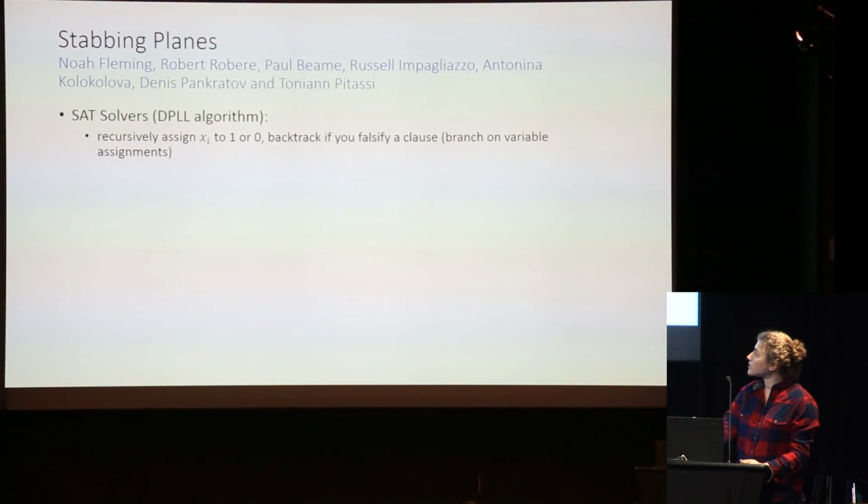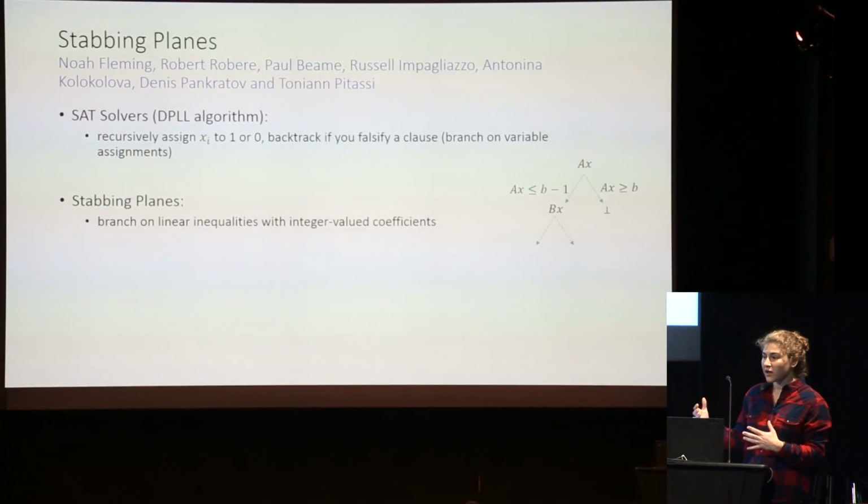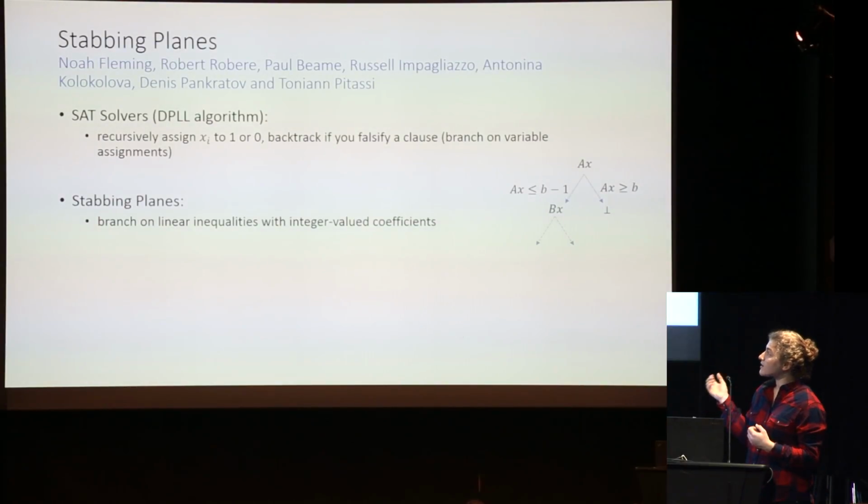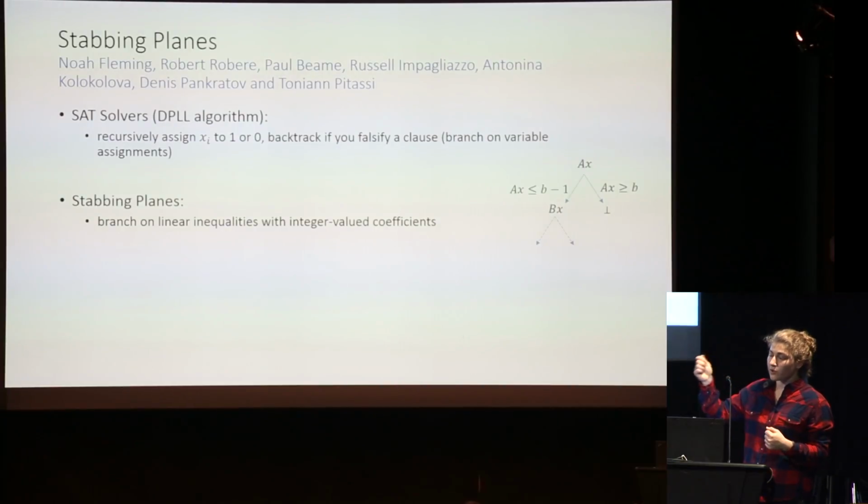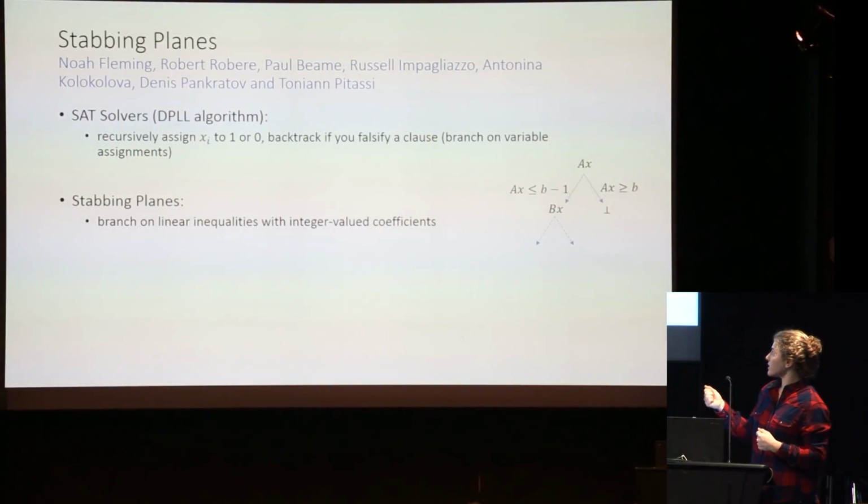Here, what the authors do is they generalize this to the following proof system called the stabbing planes proof system. So they introduce this proof system for the first time, and instead of branching on single variable assignments, they're going to branch on linear inequalities, right? So integer valued linear inequalities.